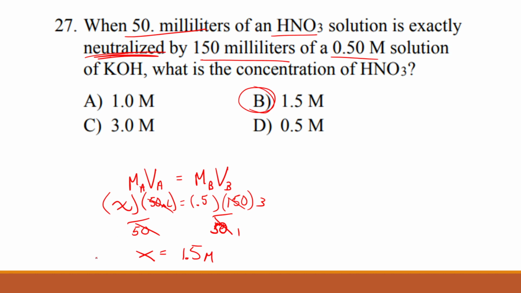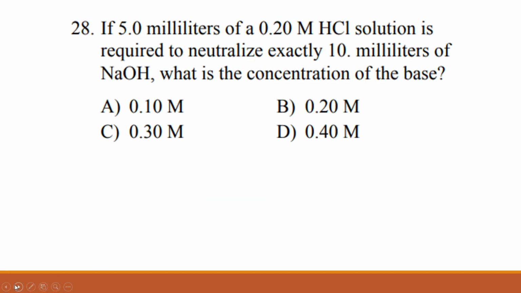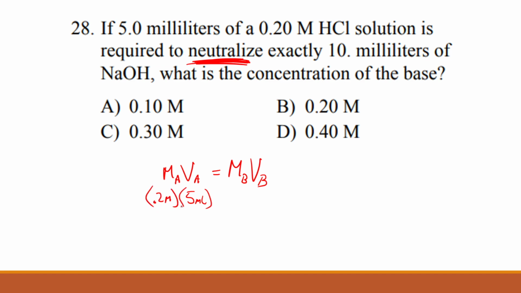All right, last one of these kinds of problems before we go forward. If 5 milliliters of 0.2 is neutralized exactly, neutralize, keyword. Again, it's MAVA equals MBVB. 5 milliliters of acid, 0.2 molar acid, 10 milliliters of base. Plugging our way through to solve. 0.1 is going to be our answer.